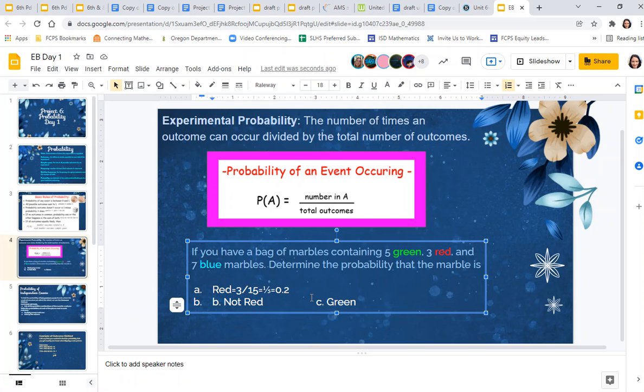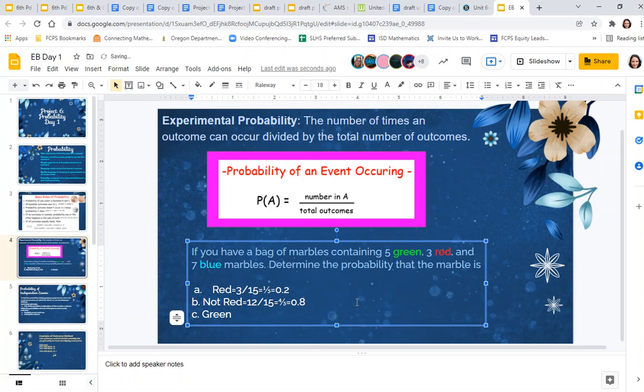Good. All right, so Kylie says you could also subtract the red marbles from the total outcomes, right? So if we know that there's 15 altogether, you could subtract the 3, and then you would also get 12. So not red is 12 out of 15, or 4/5, or 0.8. Right? And remember that the red and the not red have to add up to 1. And does it work? Do they add up to 1? Good.